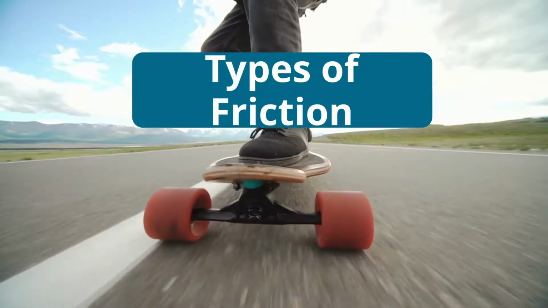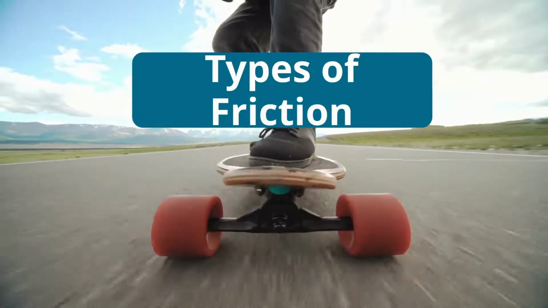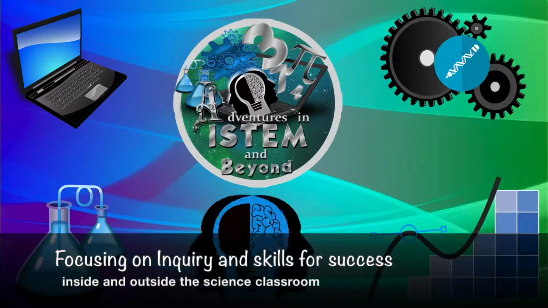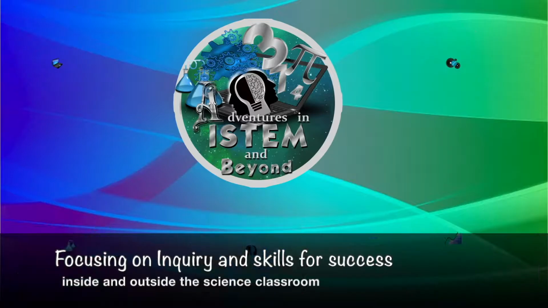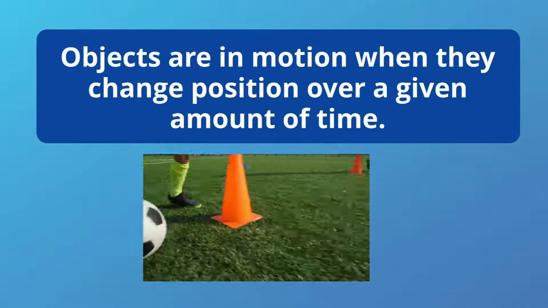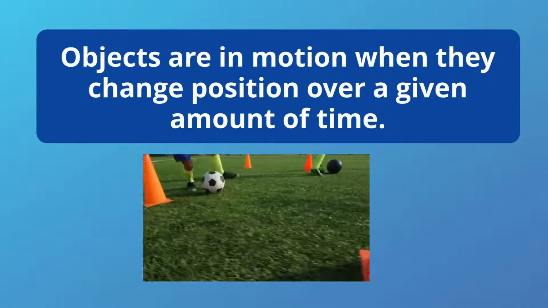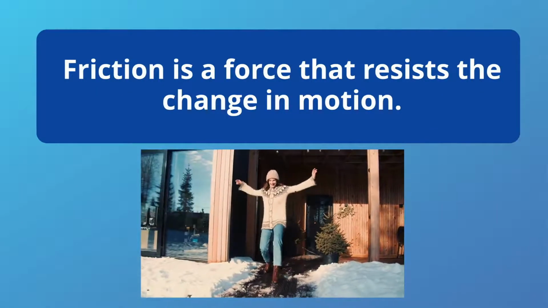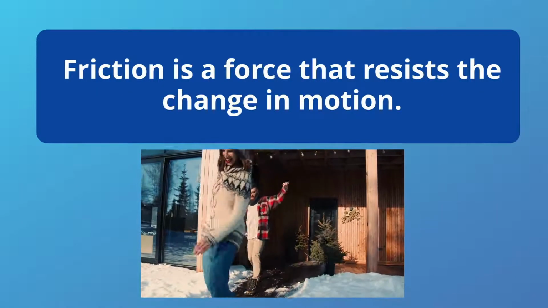Types of friction. Objects are in motion when they change position over a given amount of time. Friction is a force that resists the change in motion.